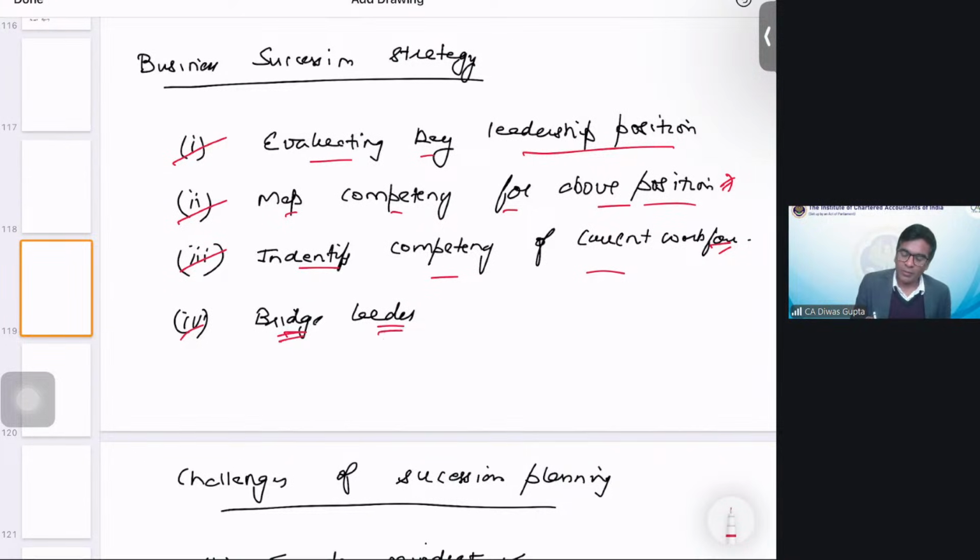Then, lastly, what about the bridge leader? A bridge leader is needed if, let's say, one leader has exited and another leader is going to come after 1 year. So till the time of 1 year, there will be a bridge leader who will try to discharge the responsibilities of that proper leader for 1 year. Okay.